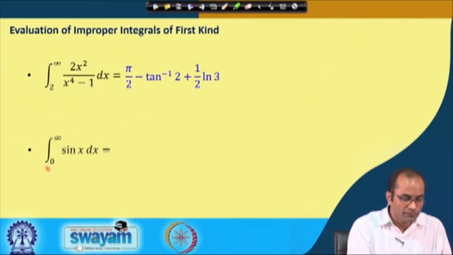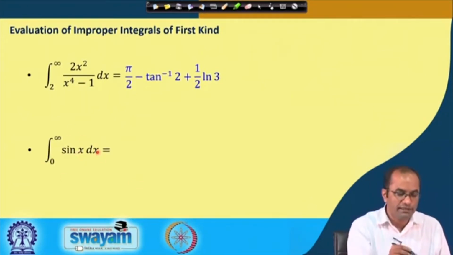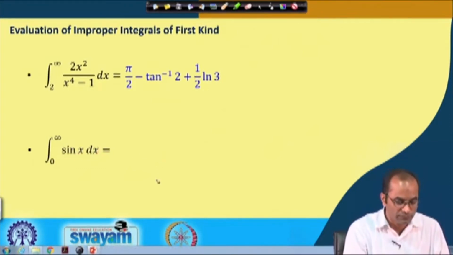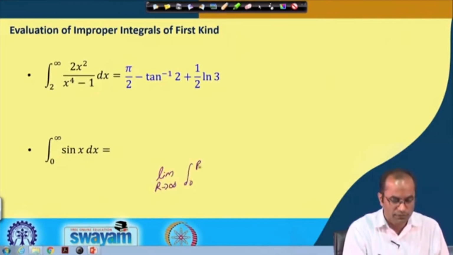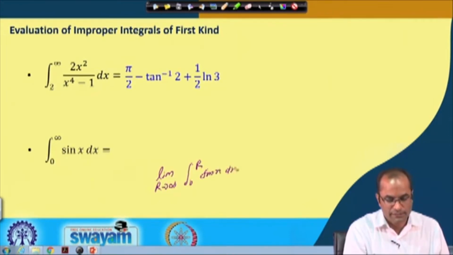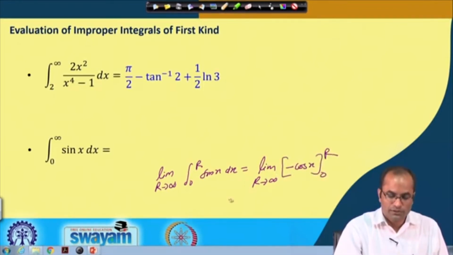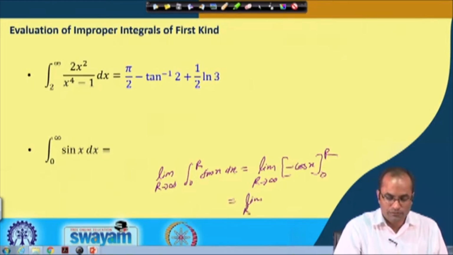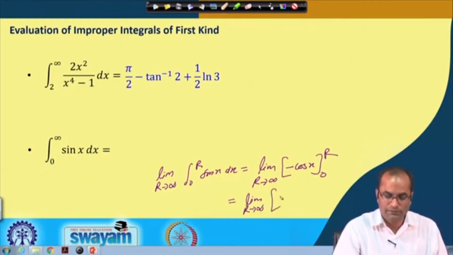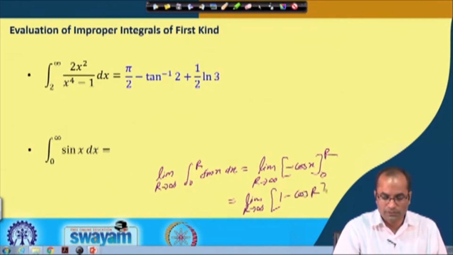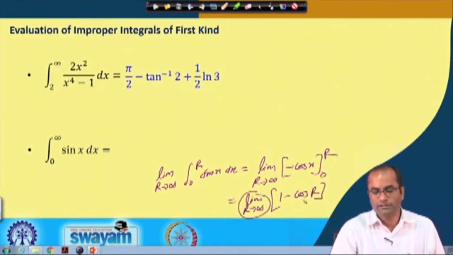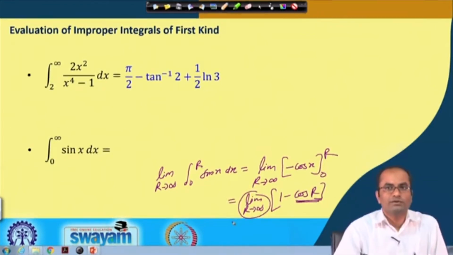The second example: we have the integral from 0 to infinity of sin x dx. In this case also we use the same trick. We have the limit r to infinity of the integral from 0 to r of sin x dx. The integral of sin x becomes minus cos x, with limits 0 to r. So, this will be the limit r to infinity of 1 minus cos r, and when we take the limit r to infinity, for this cos r, the limit does not exist.